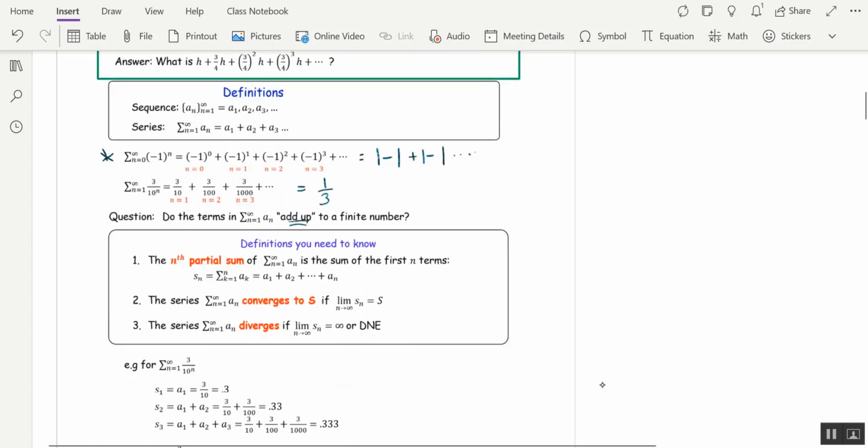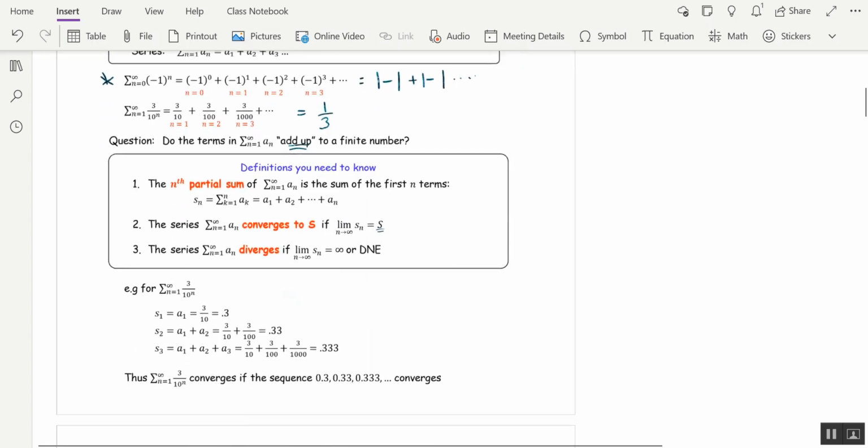We've got some definitions here that you do need to know. The nth partial sum of a series is the sum of the first n terms. A series converges if the limit of the sequence of partial sums exists and is S. So we say the series converges to S. Otherwise, the series diverges.